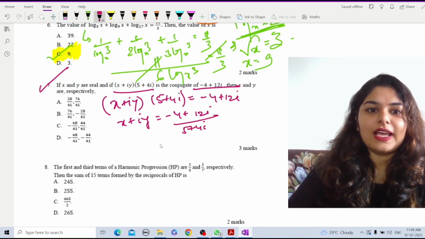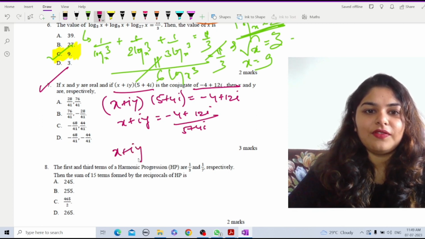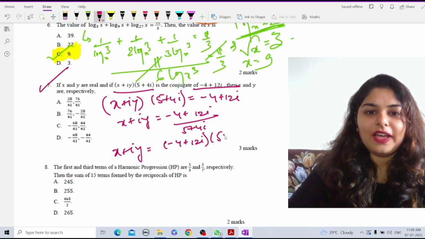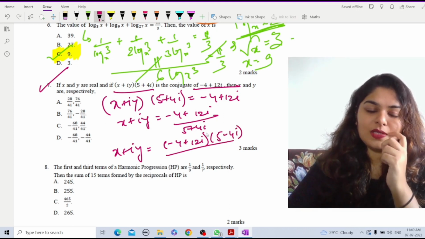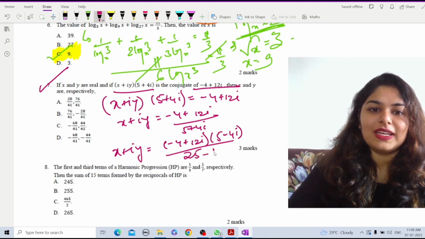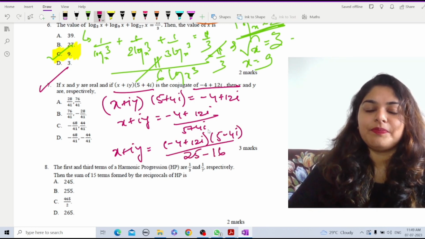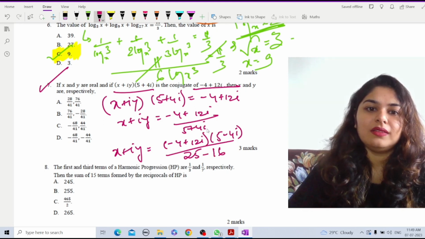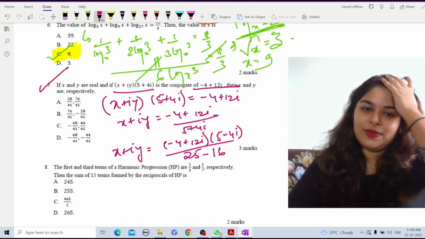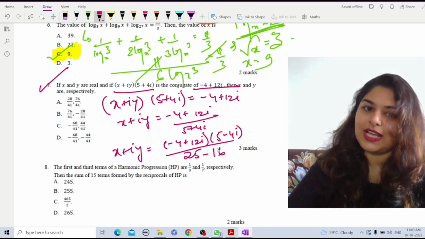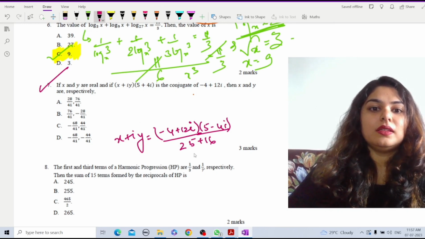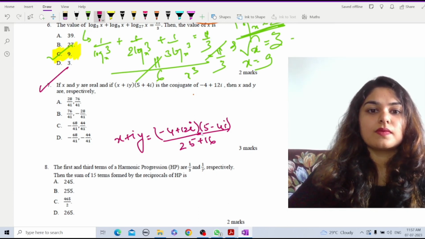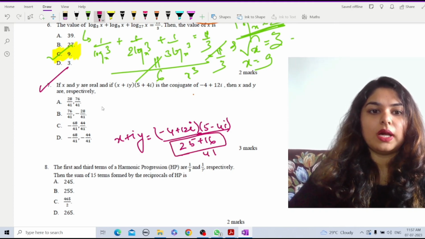Now let us rationalize. So x plus iy is equal to minus 4 plus 12i into 5 minus 4i, whole divided by a minus b whole square, so that is 25 minus 16, because i square is minus 1. So minus of 4 square is 16, so let us expand it here. This is 25 plus 16, that is 41, right?